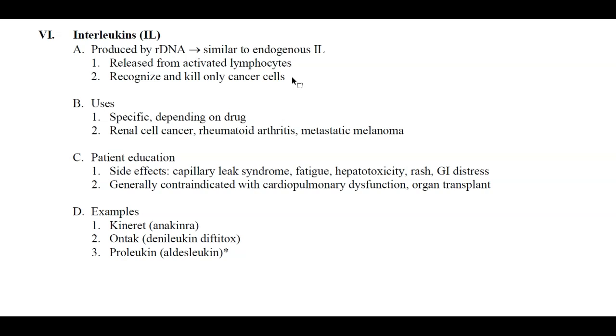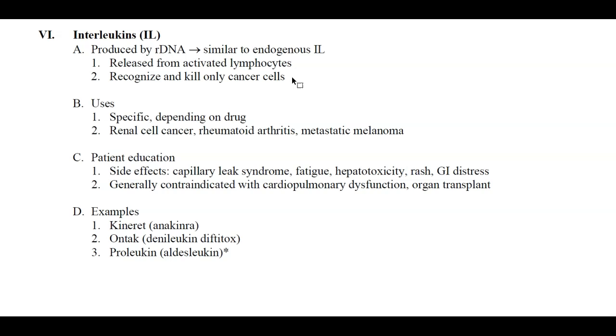So their main function is to recognize and kill only cancer cells. So you see the difference between the monoclonal antibodies and interleukins is that monoclonal antibodies still have minimal effect on the normal cells, right? So it doesn't completely recognize all of them as normal cells, so it still affects those. But for interleukins, it recognizes and kills only just the cancer cells or abnormal cells.